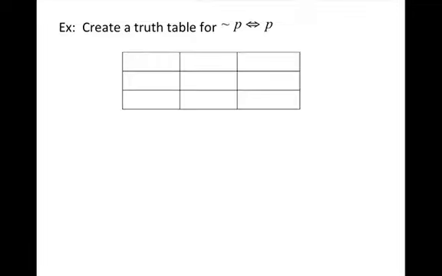Let's look at our next example, not P if and only if P. This time I just have one proposition, so I need a two-line truth table. It needs to contain a P, a not P, and then my biconditional, my not P if and only if P. Well, for the two-line truth table, my P is true and false. So my not P would be the negation of P, the opposite of P, which is false, true.